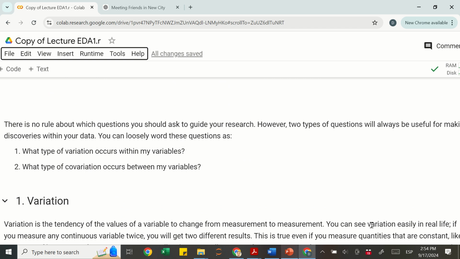There are two big questions here during the EDA. The first one is, what type of variation occurs within my variables? So you want to understand the behavior of each variable. It's important to use histograms to check the shape of your data and identify patterns and ensure that what you're seeing in your data matches the real world, the context that you're analyzing.